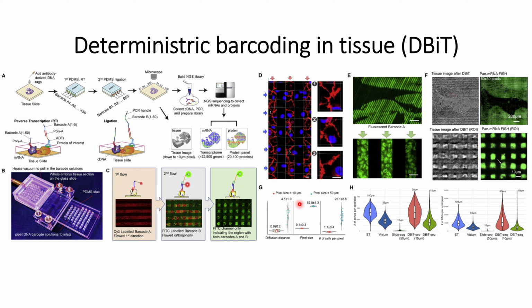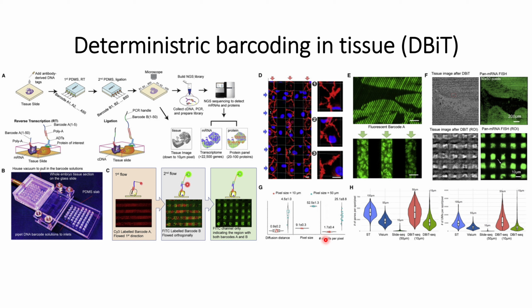And when it comes to the pixel size, how much pixel size they can see in the image and how much they are different from the theoretical pixel size, they can see for the 10 micrometer pixel size about 9.1 plus minus 0.3, and for 50 micrometer channel they can see 52.5 plus minus 1.3. So they are also close to the theoretical values.